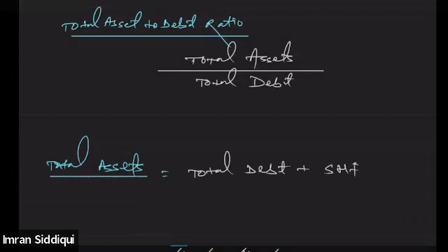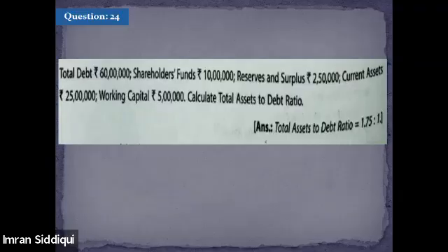Total debt includes the non-current liability and current liability. And if we add that with the shareholder fund, we will get the value of the total liability, which is also equal to total asset. You understand that? So if it is given as 60... Oh yes, I got it now. Okay, so you can do the rest of the part. Yes, sir. Okay, that's great.